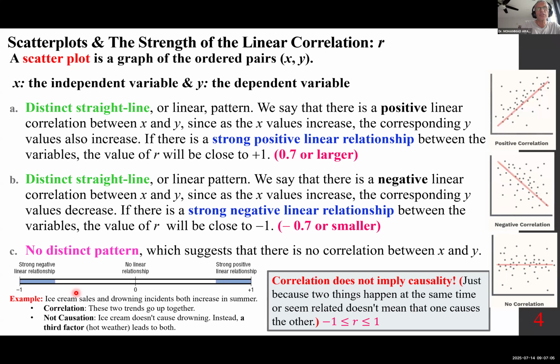A simple example, this is a classic example that is used to indicate the concept of correlation versus causality. Ice cream sales and drowning incidents both increase in summer. Correlation. These two trends go up together, but not causation. Ice cream does not cause drowning. Instead, a third factor, hot weather, leads to both. So that's the concept that we are looking at.